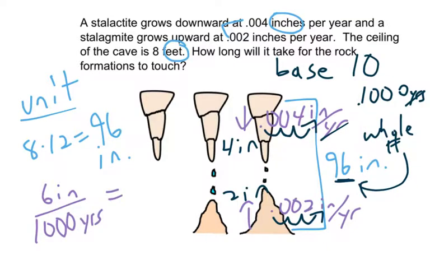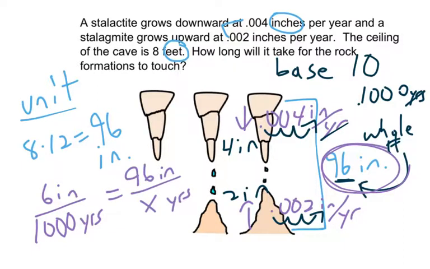And we can make a proportion out of this. So 6 inches every 1,000 years, and we need it to be 96 inches. So 96 inches goes on top for our proportion, and the X number of years on the bottom. So how do I get from 6 to 96? I could cross multiply, but the easier way is 6 will go evenly into 96. 6 times 10 is 60. I need 36 more, and that's another 6. So 6 times 16 is going to be 96, times 16. So just do 1,000 times 16 and you get 16,000 years.